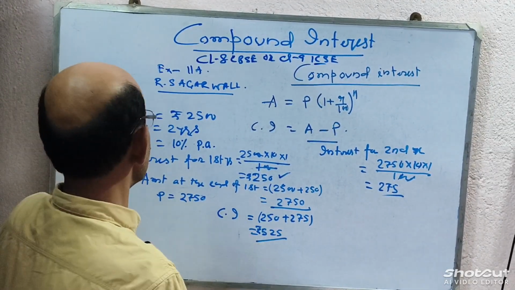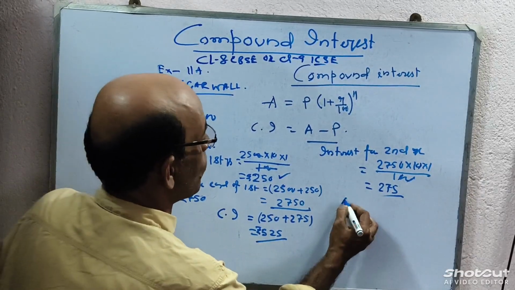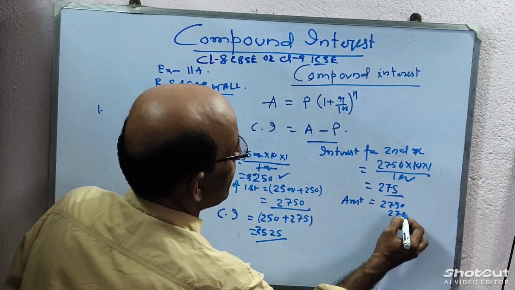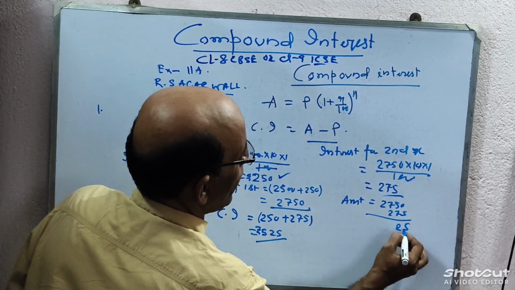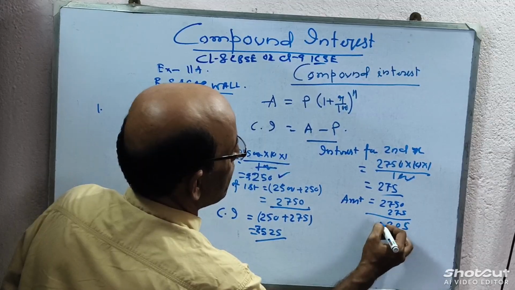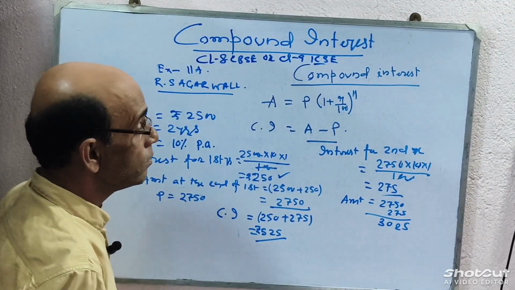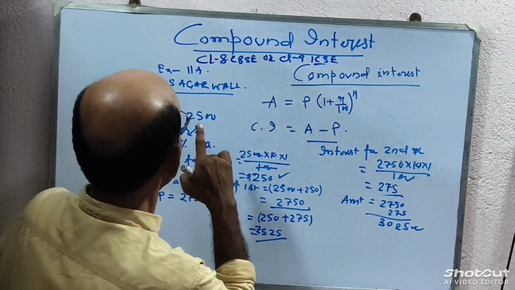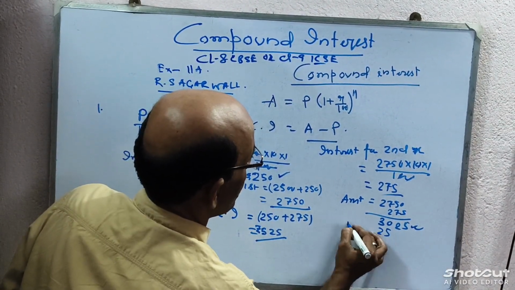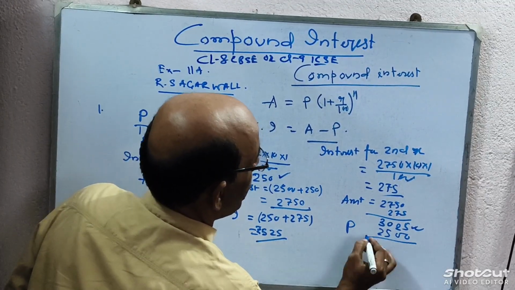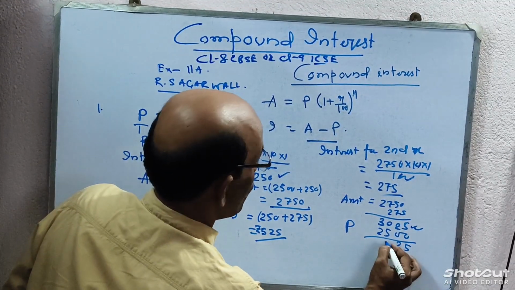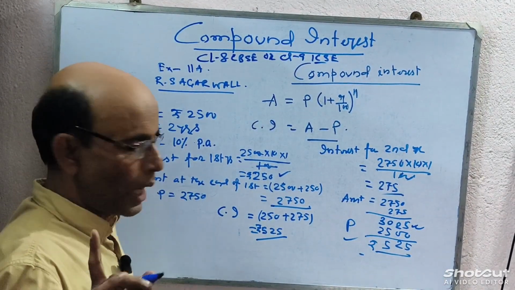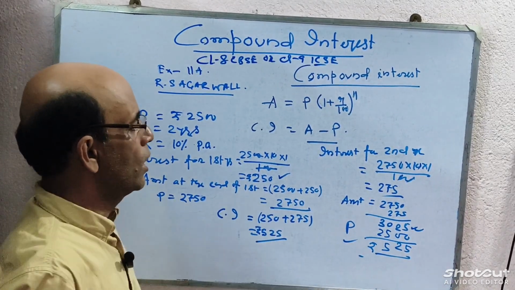This is one way. The other way is the last amount at the end of second year, 2750 plus 275 is equal to 3025. This is the amount at the last year, and the first principal is 2500. Principal has to be subtracted, so 525. This is another way. Choose only one, either this or this.